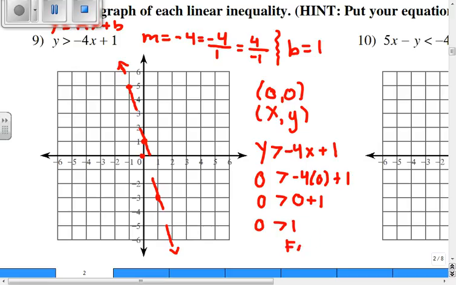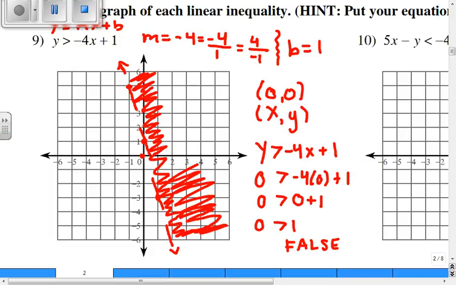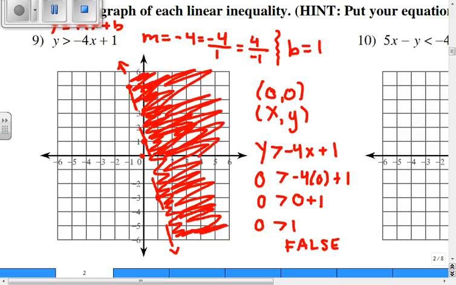No, it's not. That is a false statement. That is a very false statement. So I'm going to shade the other side. So that means my solution set is over here. It's on this side. And there we have it. I shaded this side right here.